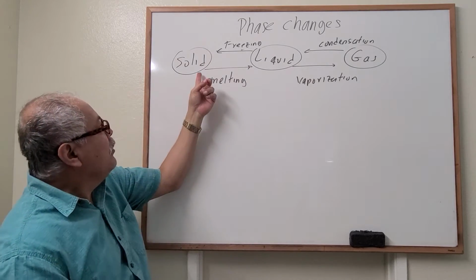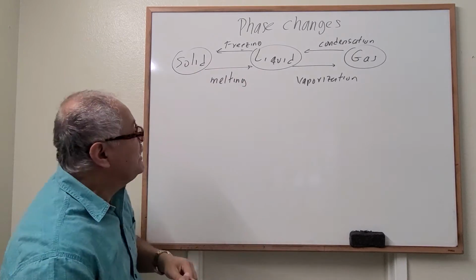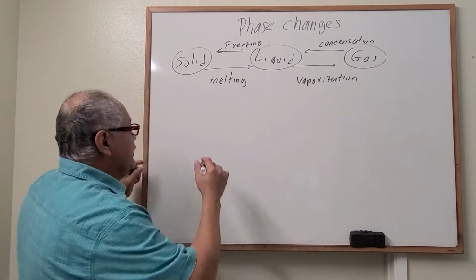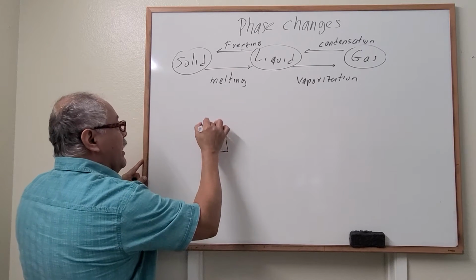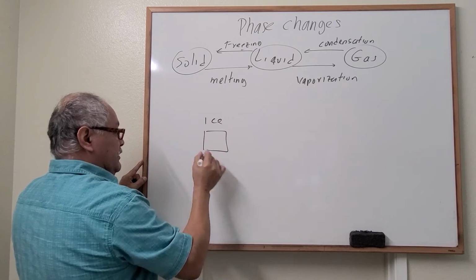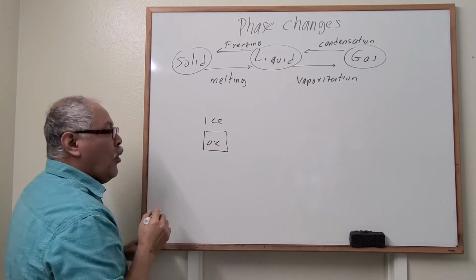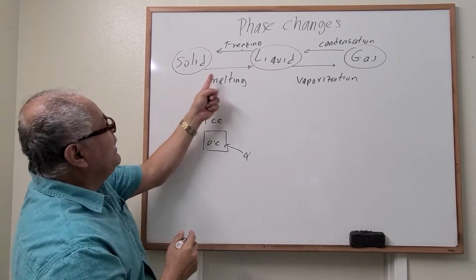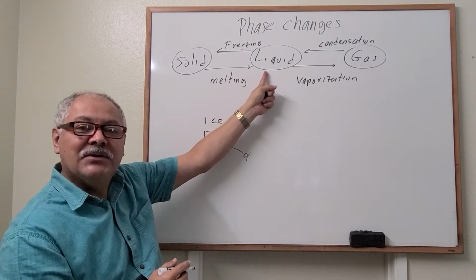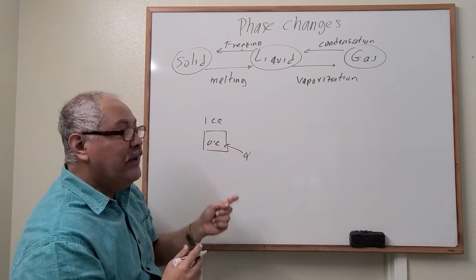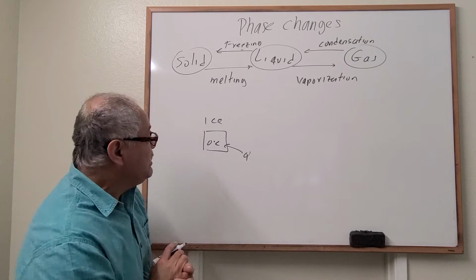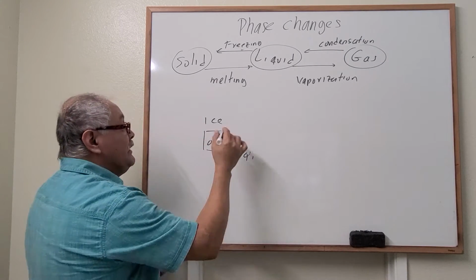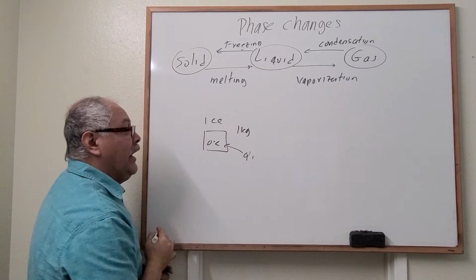Now let's see what happens when we're going from here to here. Imagine that we have ice at 0 Celsius. What happens when we add heat? Well, if we add heat, the solid becomes liquid. So we start melting the ice. Imagine that we need some heat to melt, let's say, 1 kilogram of ice.